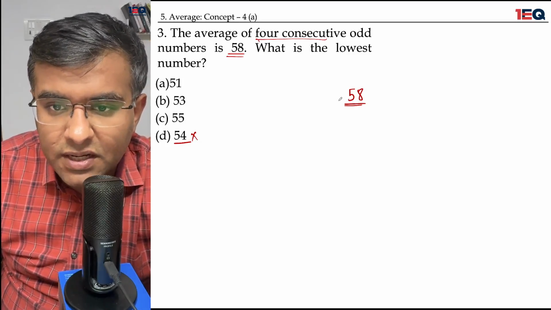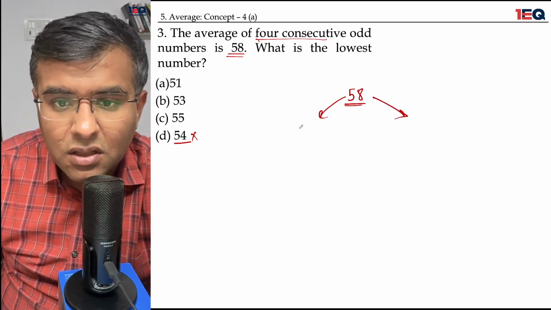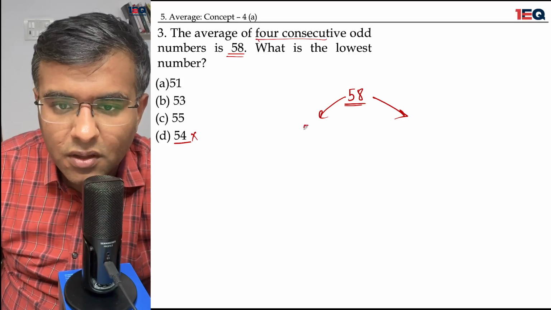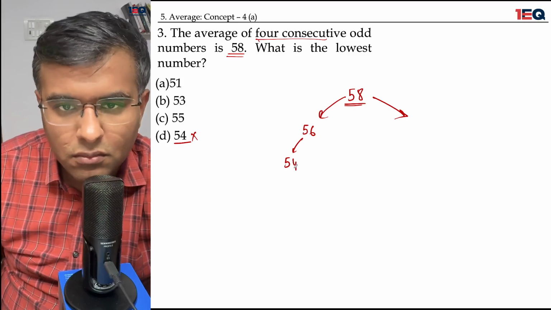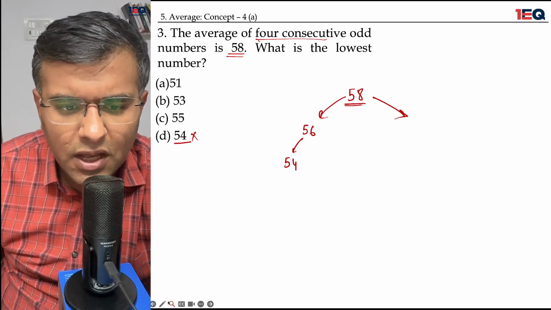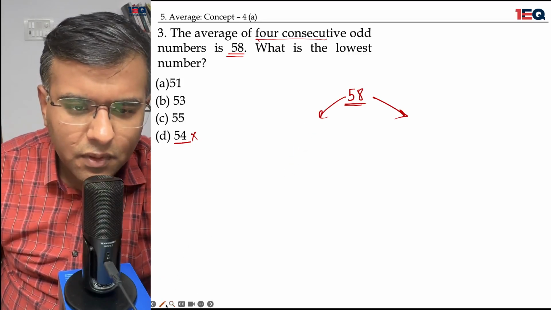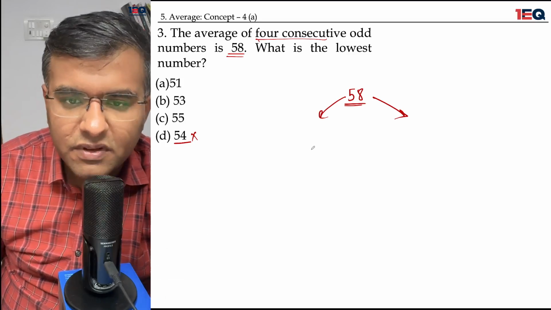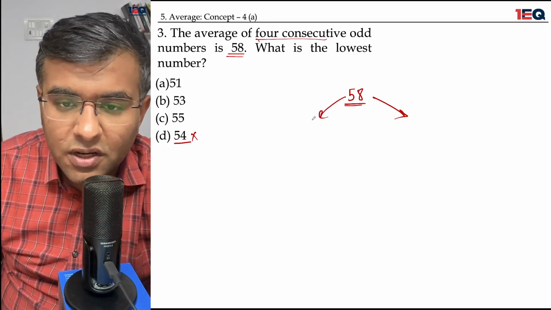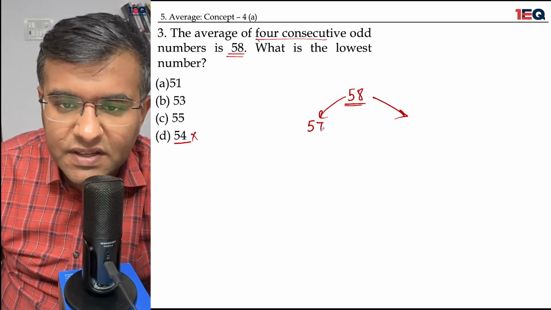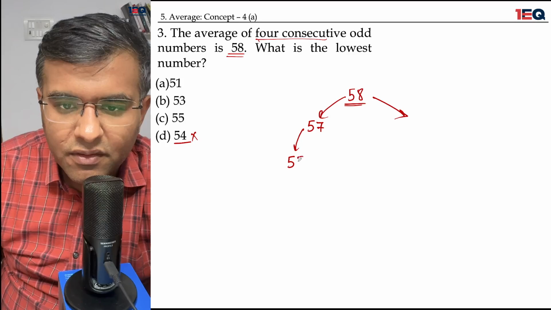If I have 4 consecutive odd numbers, this means 2 would be lower than this and 2 would be higher than this. The ones which are lower would be 56 and 54. Am I doing something wrong? Absolutely. I am doing a few things wrong. I need to find the number which is lower than 58 and is also an odd number. So the number lower than 58 is 57. It is odd and it is lower as well. 57 and then I'll have 55.